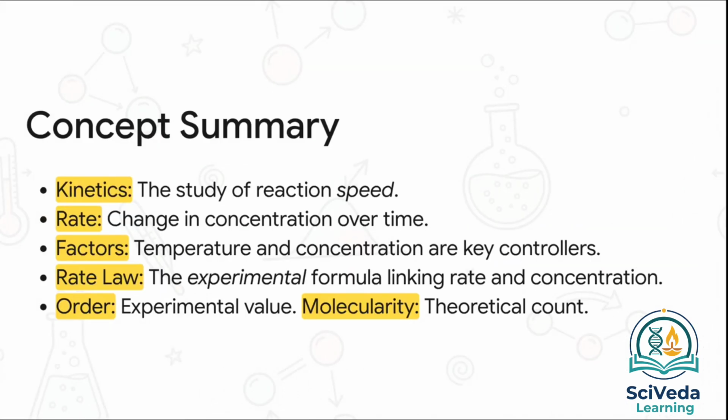Phew. All right, let's do a quick recap. Kinetics is all about speed. We measure that speed, the rate, by seeing how concentration changes over time. We can play with that rate using control knobs, like temperature and concentration. The exact formula that connects rate and concentration is the rate law. And, say it with me, it has to be found experimentally. And finally, the order of a reaction comes from that experimental rate law, and it is not the same thing as the theoretical idea of molecularity.